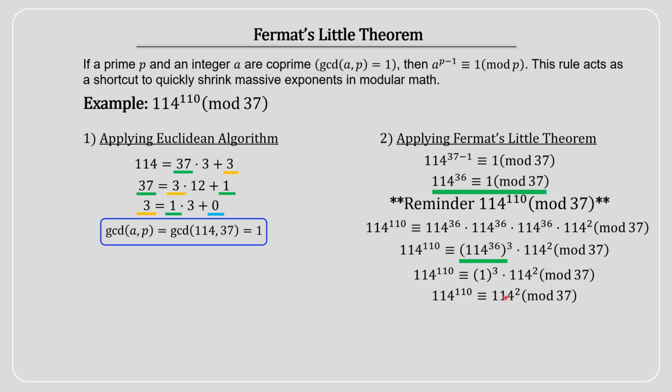As you can see, this number can be put inside a calculator or any tool to solve. Basically, 114 to the power 2 is solvable. That would be a huge number. Then you divide by 37 and you get your remainder. And the remainder will be 9. So basically, 114 to the power 110 mod 37 is equal to 9. And that's the answer to this question.